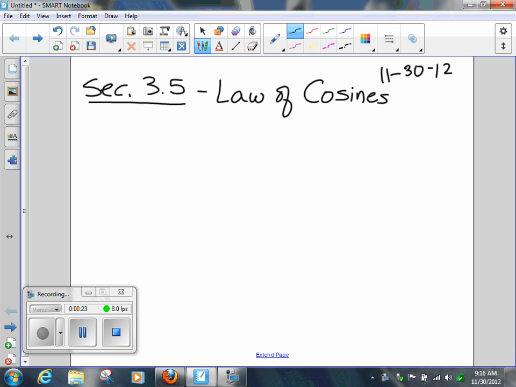All right, law of cosines. So now we got the law of sines behind us. We're looking at the law of cosines.